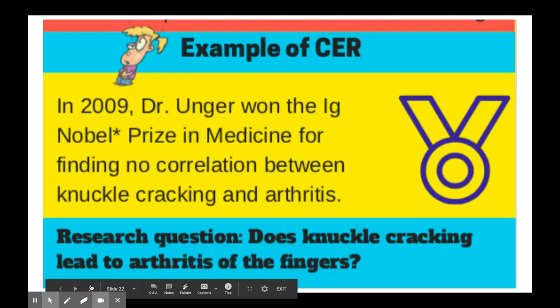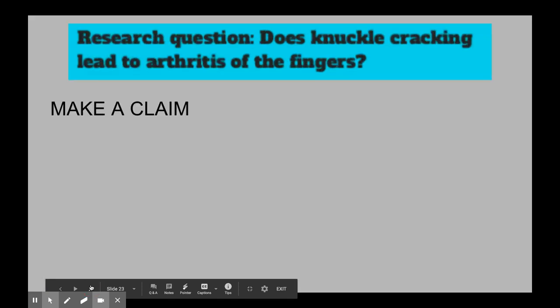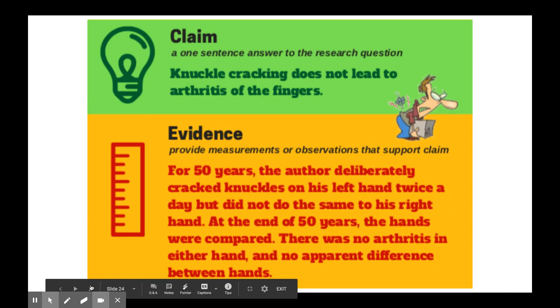And so then our last CER we have is: does knuckle cracking lead to arthritis of the finger? And this was done by Dr. Unger. And I want you to now try and make a claim. And so what was Dr. Unger's claim? Cracking knuckles does not lead to arthritis of the fingers.